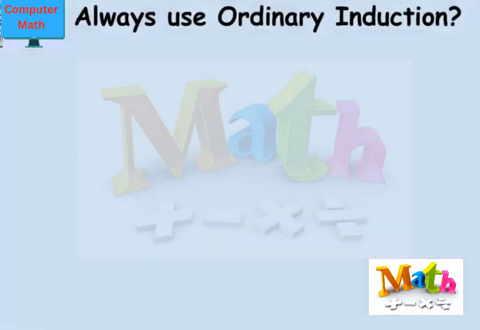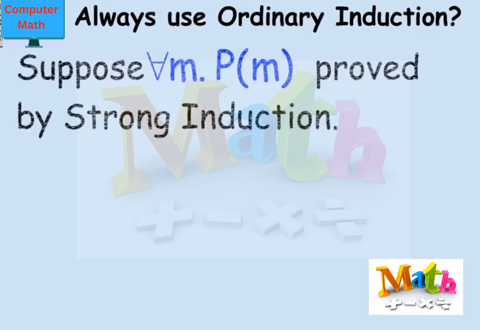All right, there's another perspective which is interesting and maybe surprising: why not always use ordinary induction? Oh, wait a minute. How do you replace strong induction with ordinary induction? Well, it's easy. Suppose that you've proved P of m for all m using strong induction with induction hypothesis P of m. What have you done?